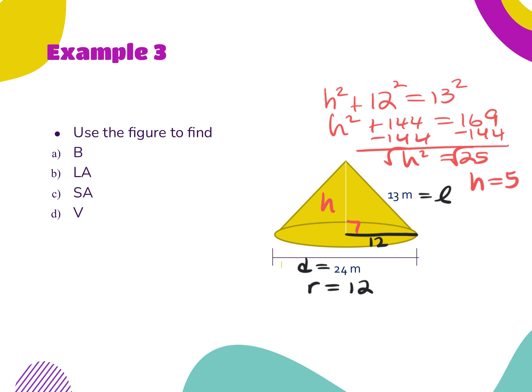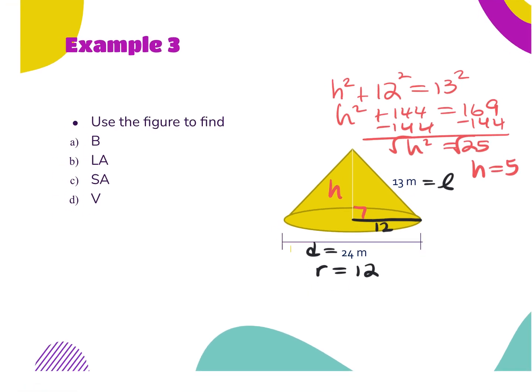So now let's fill in our answers. So again, remember your base shape is a circle. So pi times radius squared. So pi times 12 squared is 144 pi. Rounded to the hundreds place will be 452.39, and these are both meters squared.